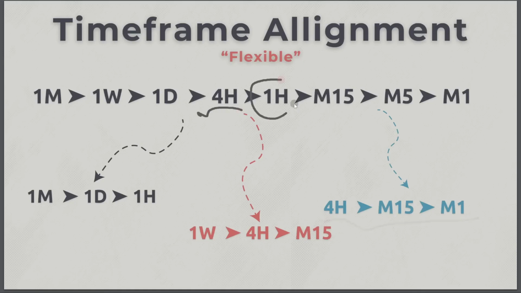So 4 hour, I'll skip 1 hour and I'll go to 15 minutes. I'll skip the 5 minute and I'll go to 1 minute. So that's another time frame alignment that I suggest. This is more for scalping, because your entry is going to be on the 1 minute. This is like, in the middle.